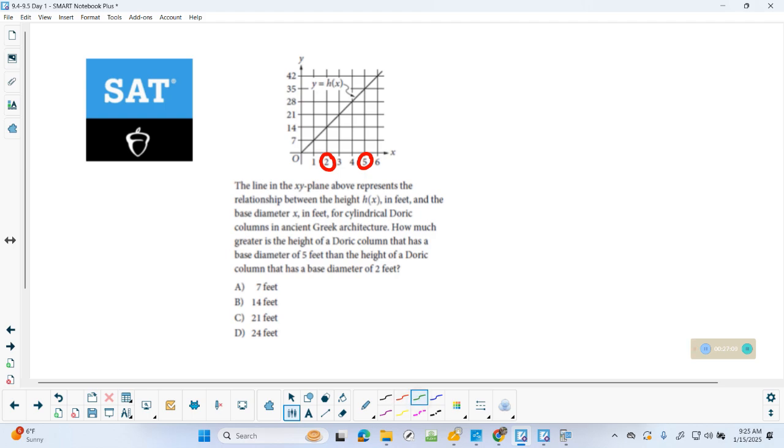So, well, let's get the height. So I'm going to start at 2. If you're at 2, of course, the height is 14. If I'm at 5, the height is 35. So it's asking you how much greater. All right, well, from 14 to 35, how much greater is 35 than 14? 21. There we go. That was easy. I didn't really have to do much. You just had to get the numbers from the graph.